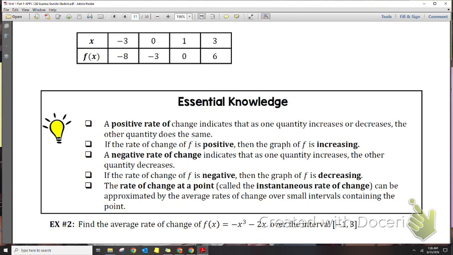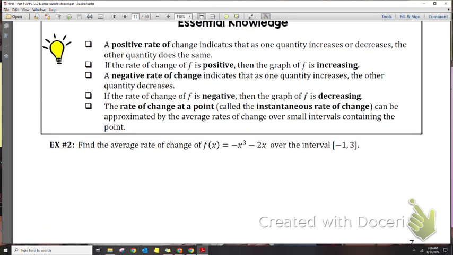The rate of change at a point, called the instantaneous rate of change, can be approximated by the average rates of change over small intervals containing that point. So you'll see that at times we'll kind of squeeze in towards a point, and that's where we're trying to find that instantaneous rate of change. It's going to be the slope between 2 points that are super close to the point we're looking for. So if I'm looking for at 1, it's not going to be just 0 and 2. It's going to be like 0.99 and 1.001. Okay, it's going to be squeezed in on it.